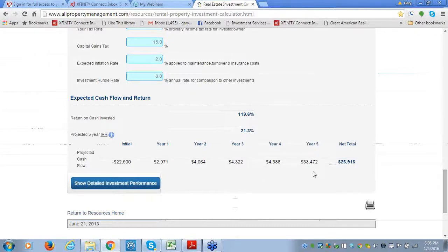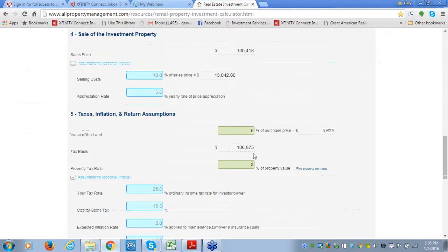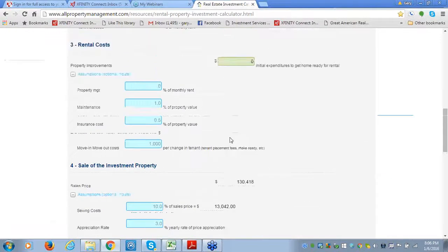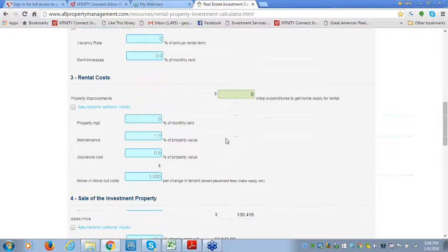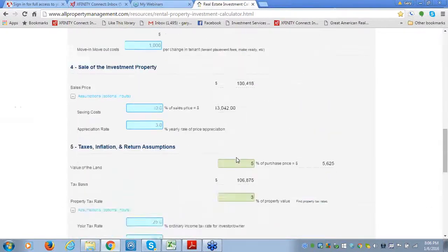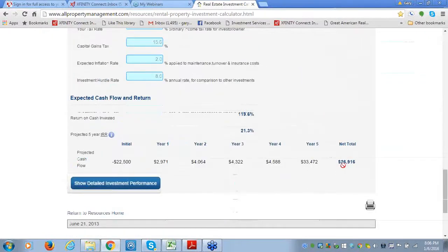If you sold your property in 5 years, under all these assumptions, your tax rate, the cost basis for property tax, the cost of selling the property, cost of improvements, maintenance and repairs, cost of vacancies, and also your debt service, all that accounted for, if you sold it in 5 years for 130 and some change, you would net 26,916. So basically on 22.5, you would make an additional 26,000. You would basically more than double your money. Not a bad deal.